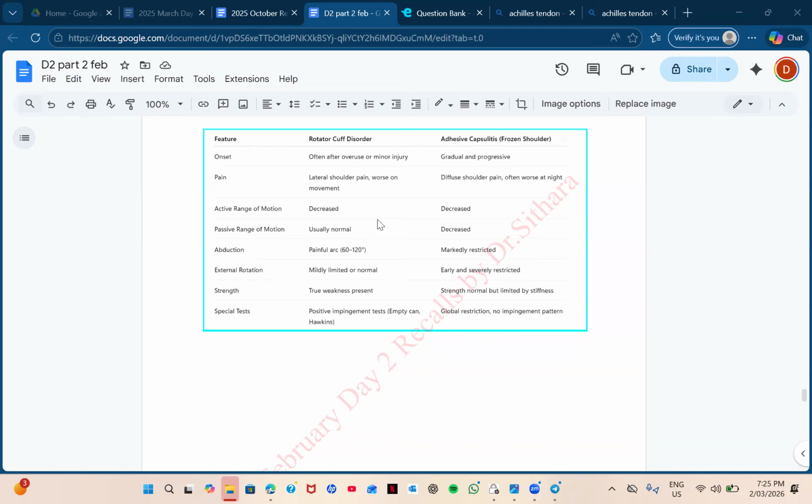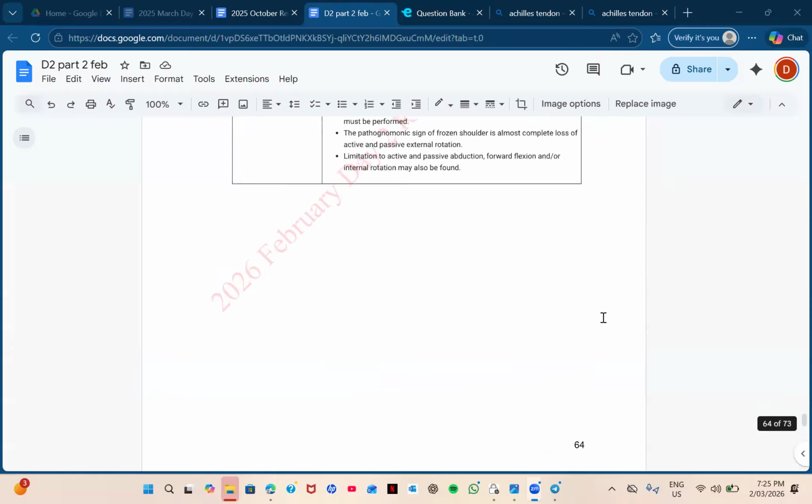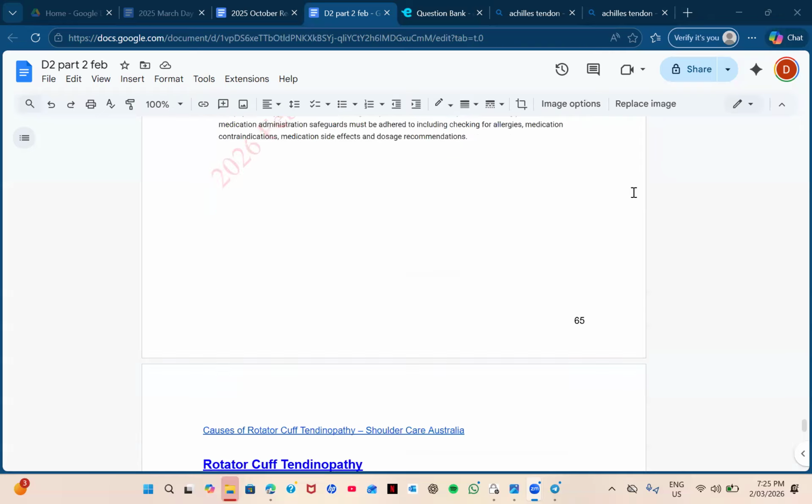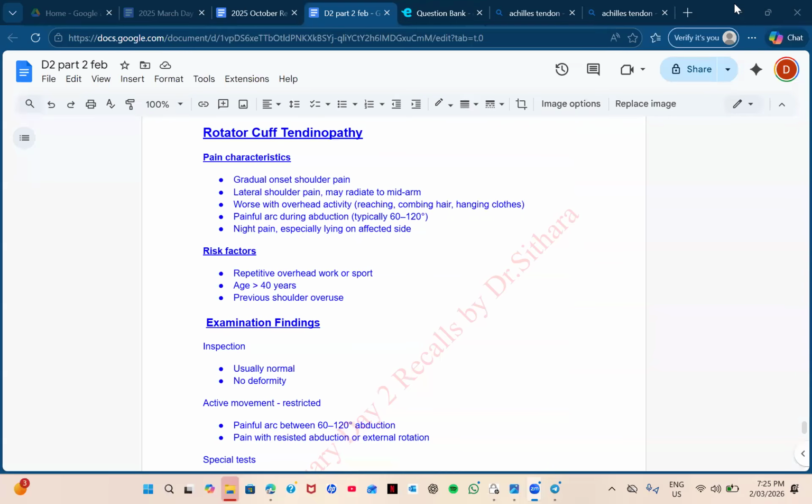Okay, no history of trauma, passive and active movement affected. So let's discuss rotator cuff injury or rotator cuff tendinopathy. Then we can compare those two, right? So what is rotator cuff tendinopathy? How is the rotator cuff made?